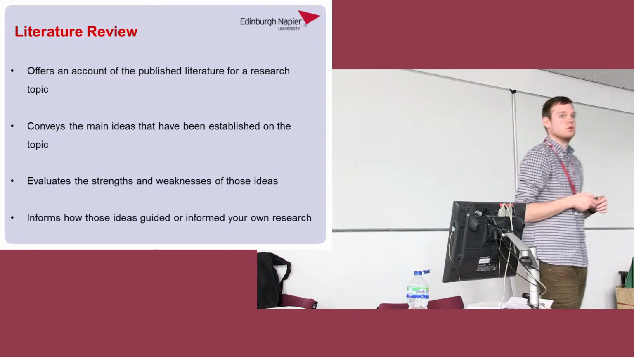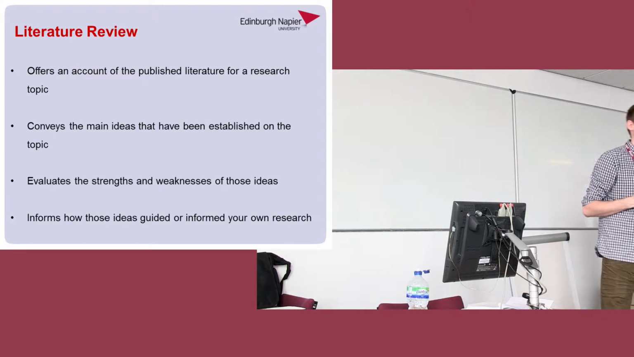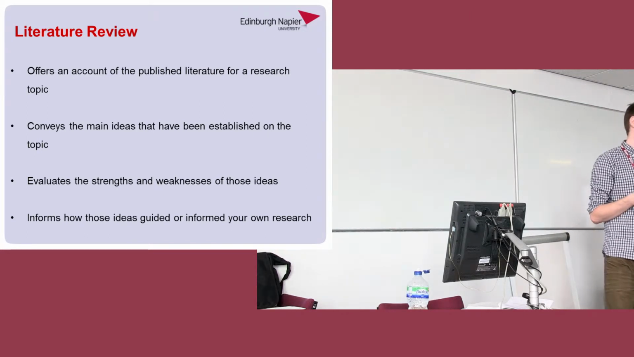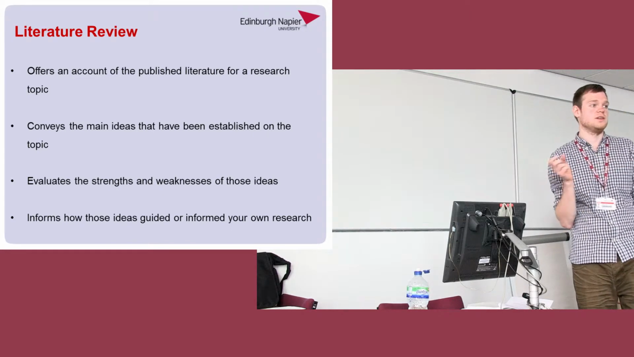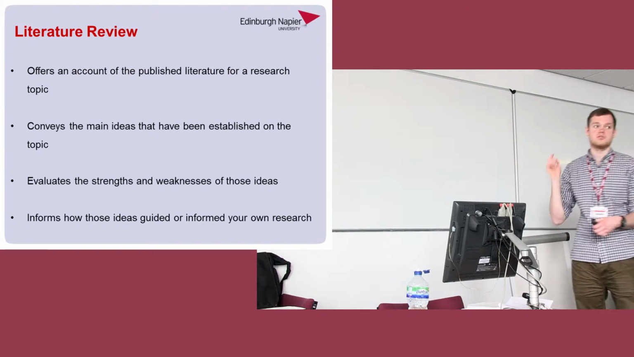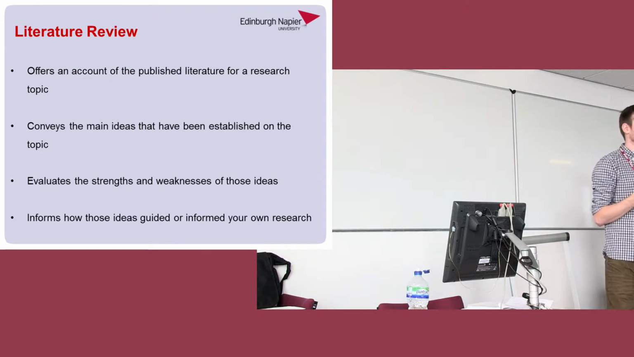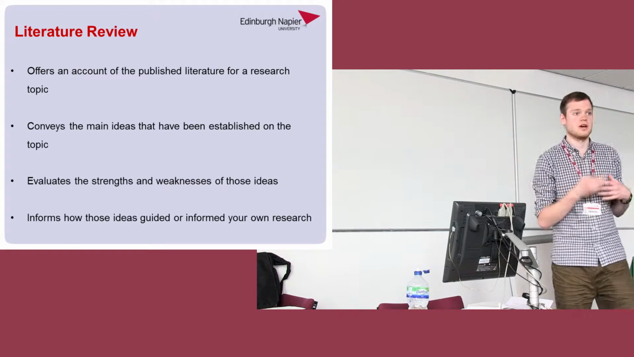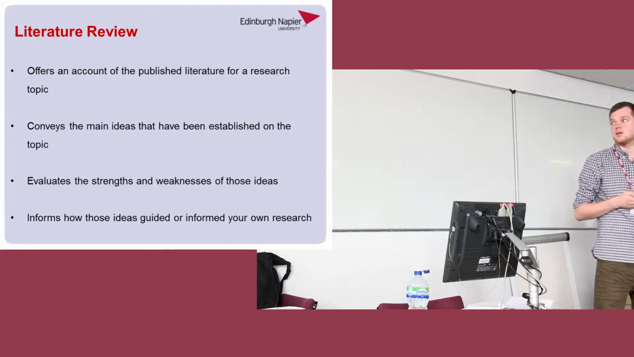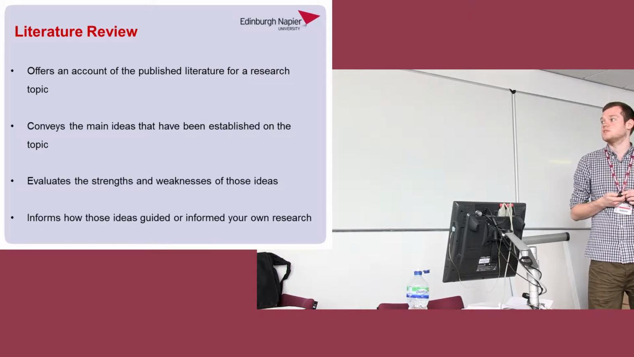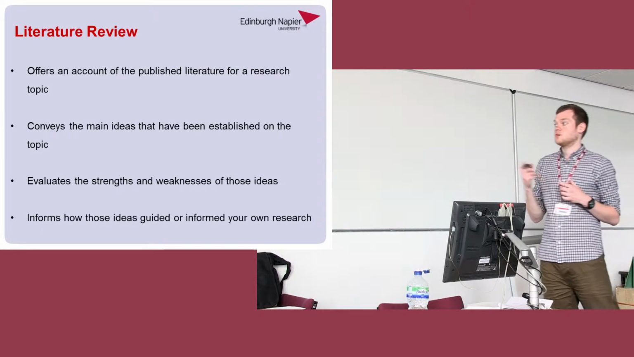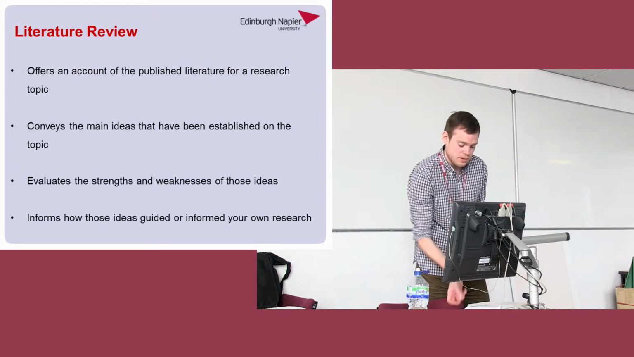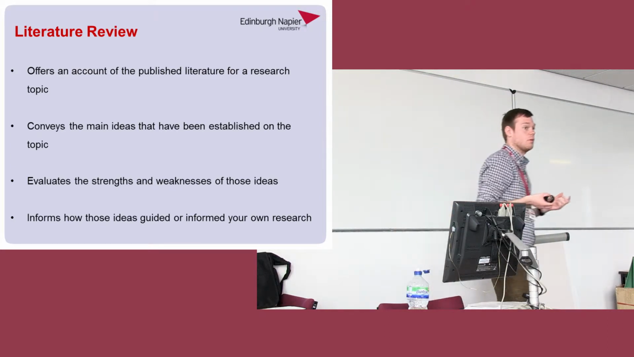If you Google or go into Scholar or onto the journal article websites, for example, if you're in sport and you're looking at anxiety, you could Google anxiety in sport and you'll come up with thousands of journals. But you want to try and pick out the ones that are going to be relevant to you. So maybe your search is going to have to be a bit more specific. It conveys the main ideas that have been established on the topic and evaluates the strengths and weaknesses of those ideas. So that's getting into critical thinking. I'm going to talk about that a little bit later on.